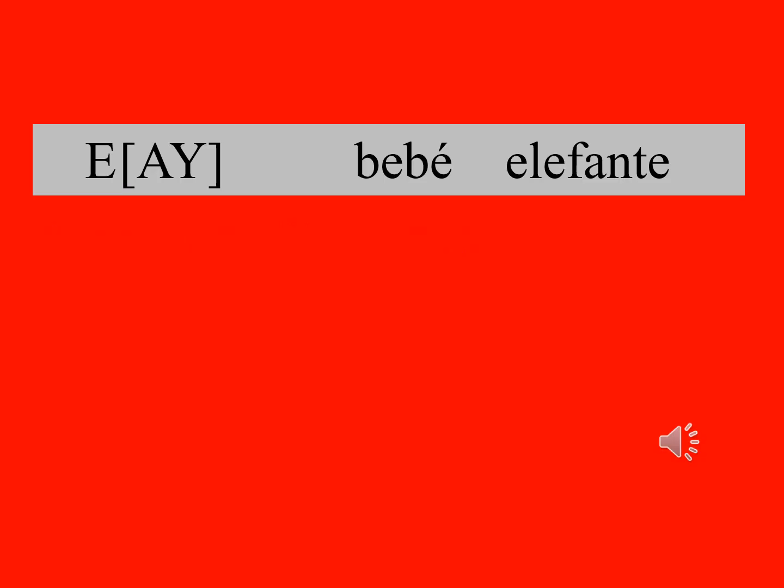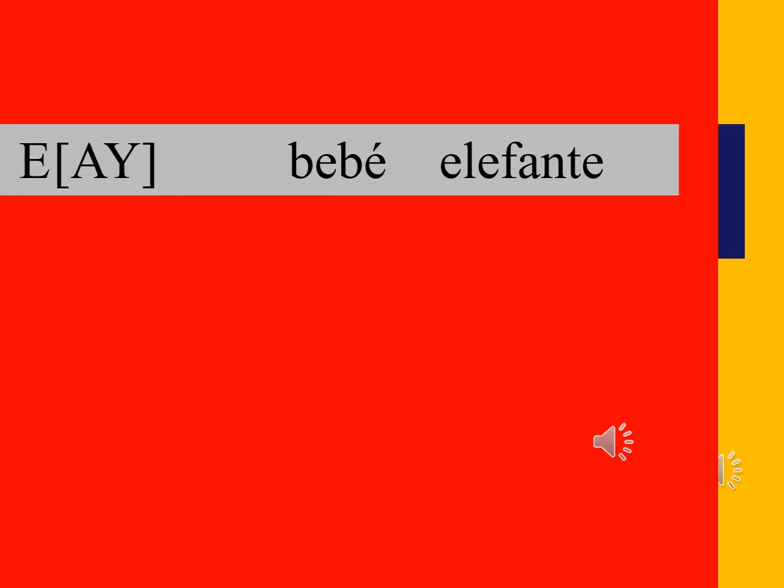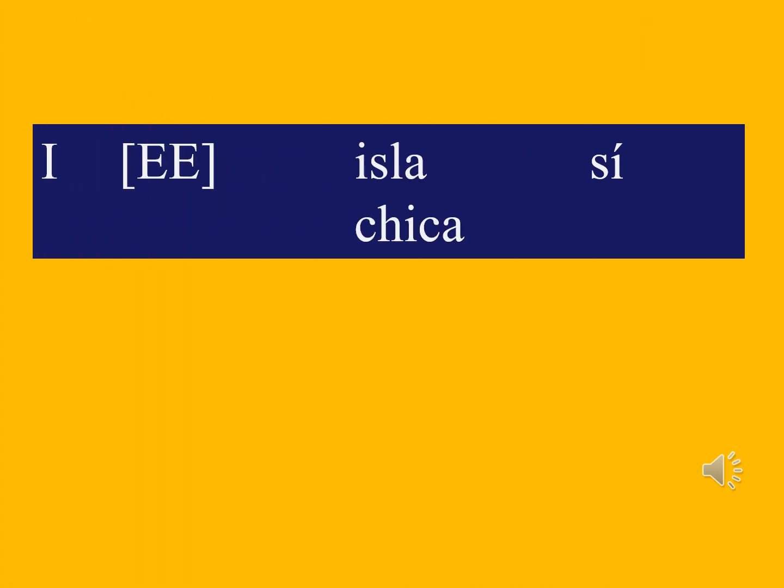E, e. Here we have an English pronunciation of a, but it's not a as in day. It's not real long. It's short. E, e. Bebe, elefante.